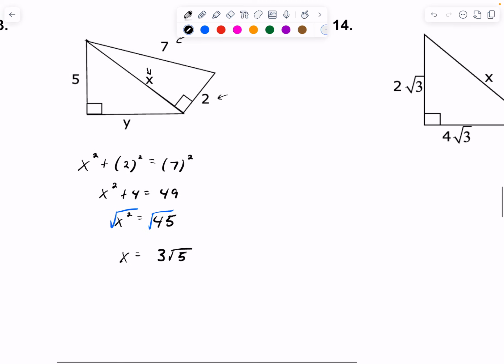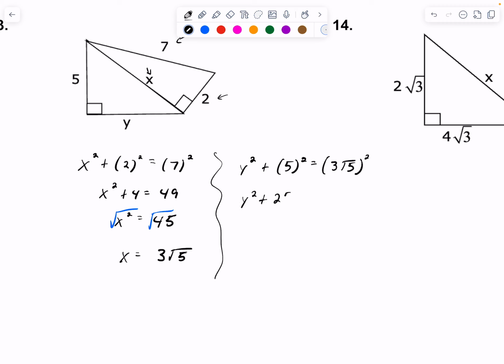Now we can also find y. If we know that x is the hypotenuse of this other right triangle, I can do y squared plus 5 squared equals 3 root 5 squared. So that's y squared plus 25. All right, now we actually already have this number. I want to show you how you can square this 3 root 5. I'll show you right here.